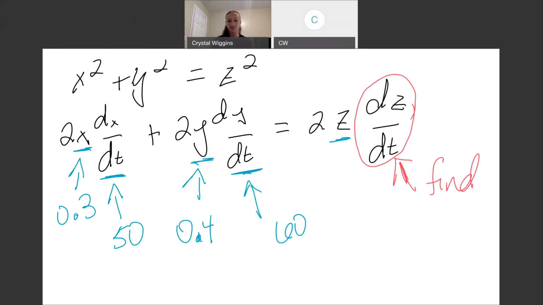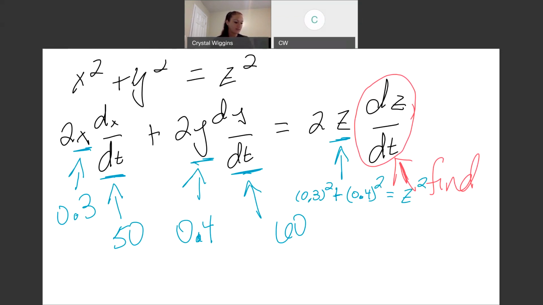And because this is a right triangle, now that we have x and we have y, we can find z by doing the Pythagorean theorem of 0.3 squared plus 0.4 squared is equal to z squared. The iPad does not like points. We will solve for z. So let's do that. So we can find z.